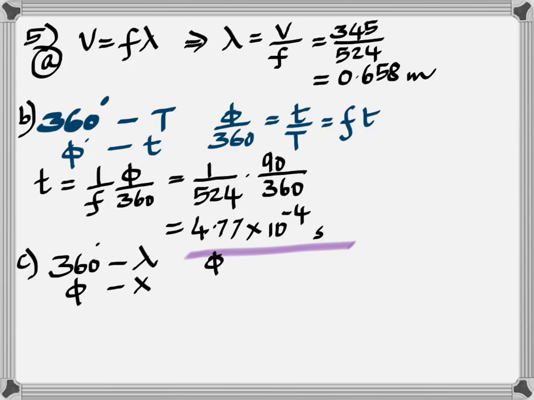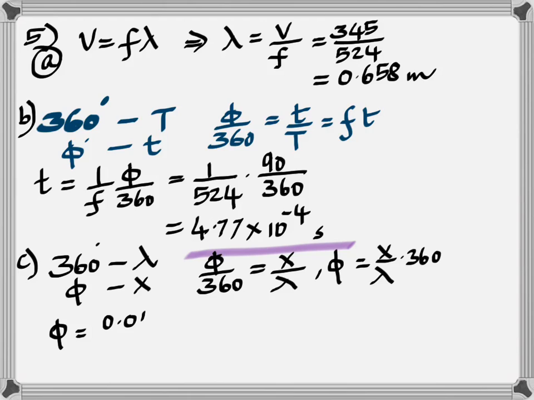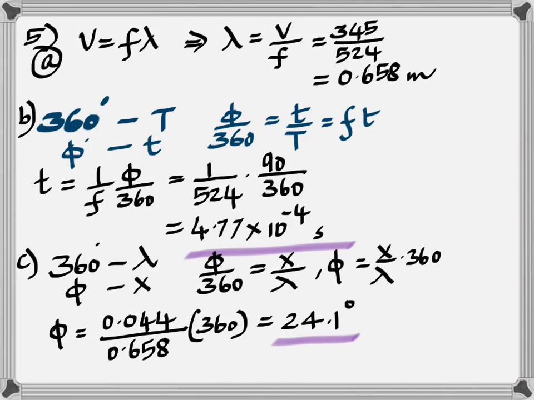This time, because it's talking about distance, 360 degrees is one wavelength, right? And so I'm saying phi is equal to x. Again, set it up as a ratio. 5 by 360 is x by lambda. So phi is x by lambda times 360. X is given. You already know lambda. This is one way of doing it.